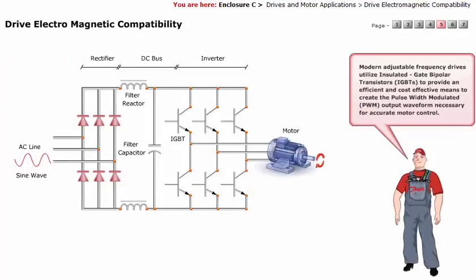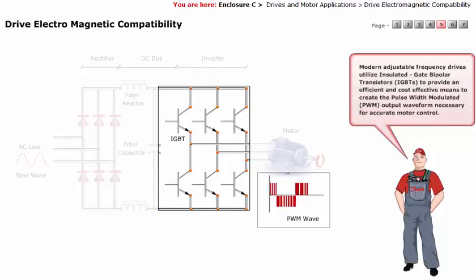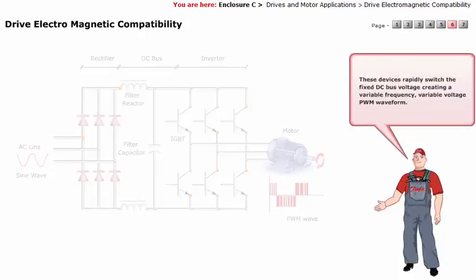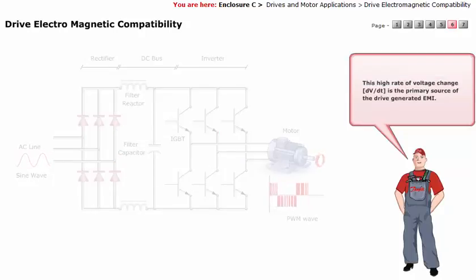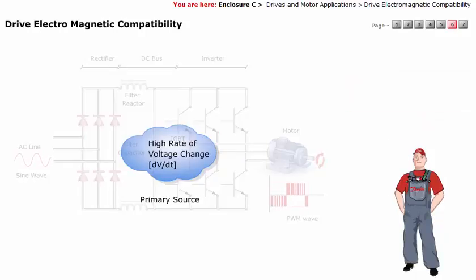Modern adjustable frequency drives utilize insulated gate bipolar transistors, IGBTs, to provide an efficient and cost-effective means to create the pulse width modulated, PWM, output waveform necessary for accurate motor control. These devices rapidly switch the fixed DC bus voltage, creating a variable frequency, variable voltage PWM waveform. This high rate of voltage change, dV/dt, is the primary source of the drive-generated EMI.